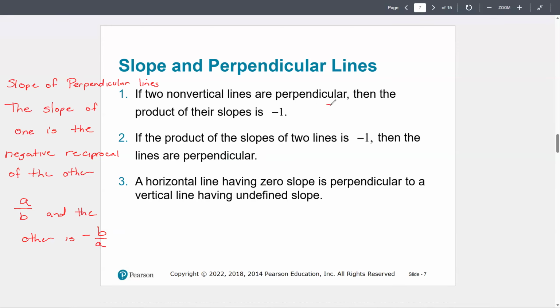It's going to be -1 because if I take a/b and multiply it by negative b/a, that's going to give me -1. So if the product of the slopes of two lines is -1, then we know those lines are going to be perpendicular. So it's a way to check. A horizontal line having 0 slope is perpendicular to a vertical line having an undefined slope. So all horizontal lines are perpendicular to vertical lines and vice versa.